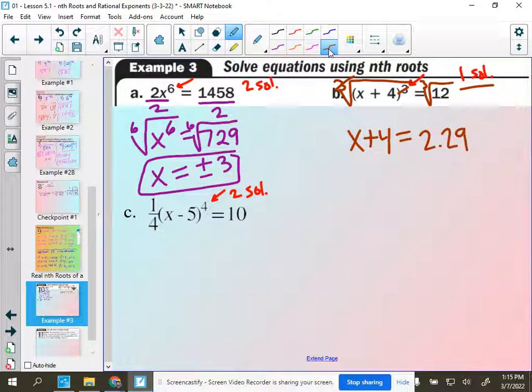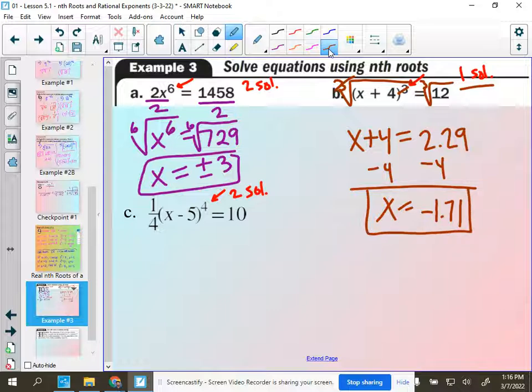And then I have to finish it, right? We're not done. I have to subtract 4 from both sides to get x equals negative 1.71. Single solution. All right, one more here.